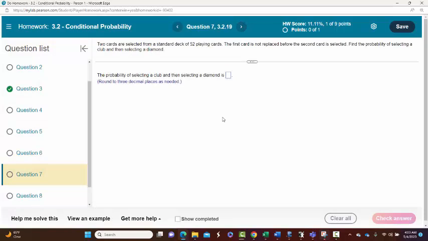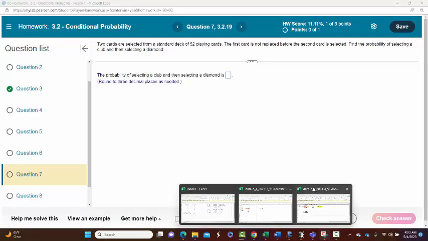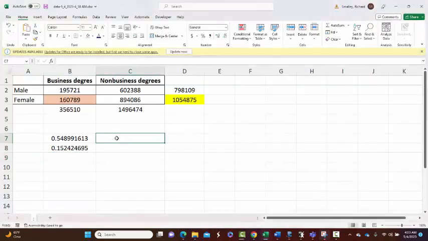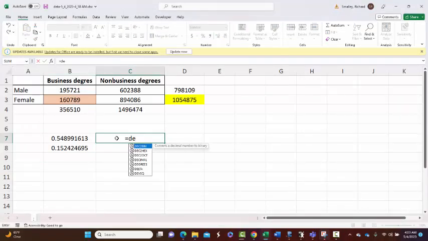Card problem. 2 cards are selected. The first card is not replaced before the second card is selected, so without replacement. Find the probability of selecting a club and then a diamond. And we're just going to put this in there. I'll put the formula text if you needed to see those again, that way you could pause this up. What's that, B7?